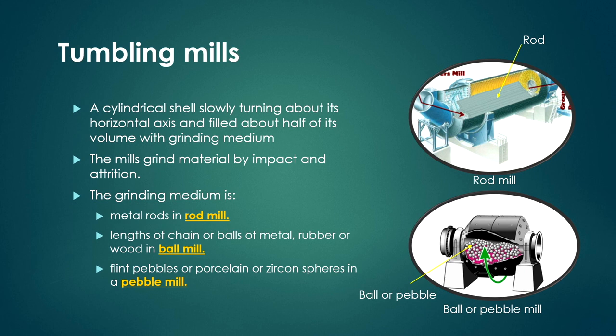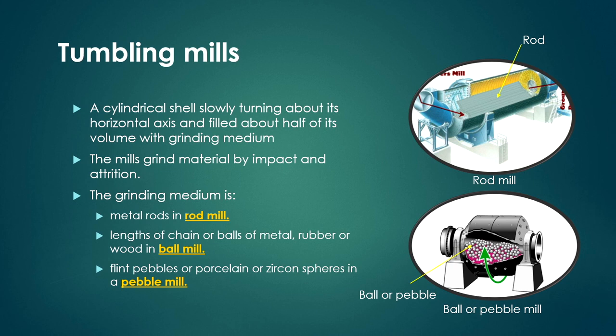Then another type of size reducing machine is called tumbling mills. Here the cylindrical shell slowly turns about its horizontal axis and is filled about half of its volume with some grinding medium. The grinding medium may be balls. The balls keep the friction between the solid feed materials as well as the surface of the drum inside.